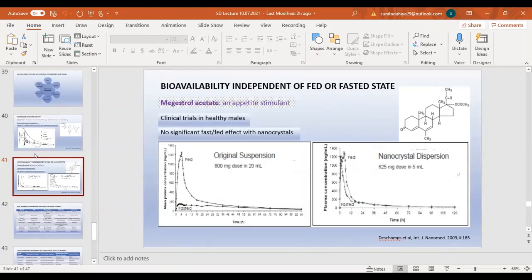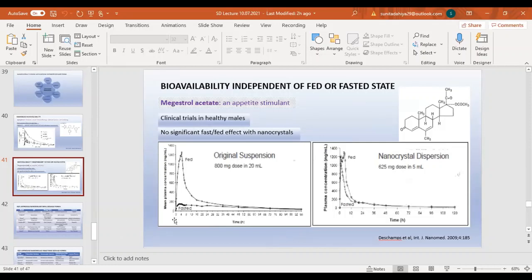So one such study reported a drug, megestrol acetate, which is an appetite stimulant. And this drug was used on healthy males under clinical trials. And you see here in the research, this is the original suspension, the macro suspension, and the dose was 800 mg in 20 ml. Whereas in case of nanocrystal dispersion, the dose was 625 mg in 5 ml.